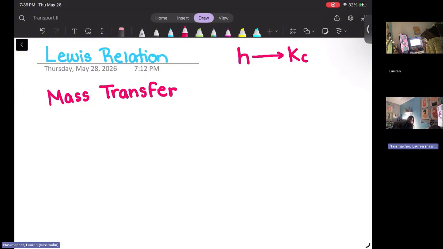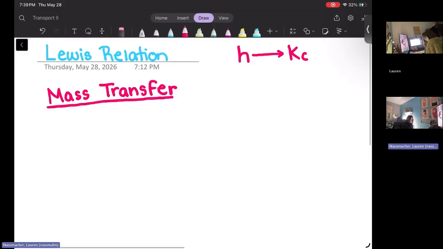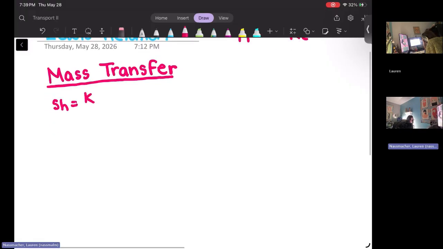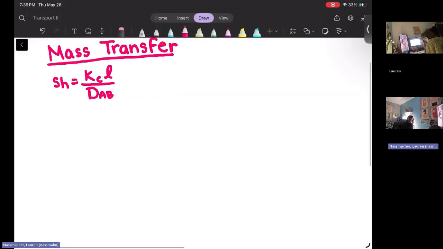For mass transfer, we have our Sherwood equation, which is equal to our mass transfer coefficient multiplied by the length of the area that we're trying to solve for, divided by the diffusivity coefficient of A to B. And then we have our Schmidt equation, which is equal to the viscosity divided by density multiplied by the diffusivity coefficient of A to B.